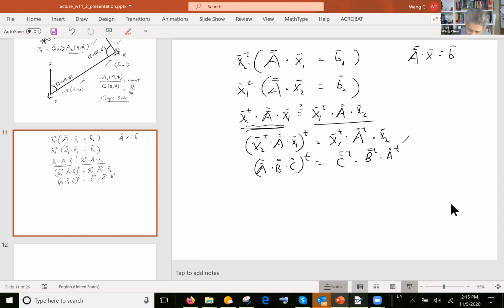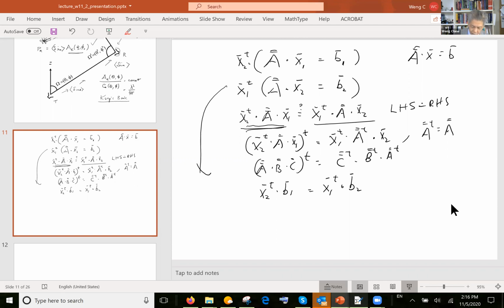So this thing will be equal to that thing if A transpose equals A. So if A transpose equals A, then left-hand side equals right-hand side. So if the matrix system is symmetric, then left-hand side equals right-hand side. And from this equation, I will get x2 transpose dot b1 is equal to x1 transpose dot b2. I'm now just equating the right-hand side, because I already proved to you that the left-hand sides are equal to each other if A is symmetric. This must be true. This is the linear algebra way of stating the reciprocity theorem.